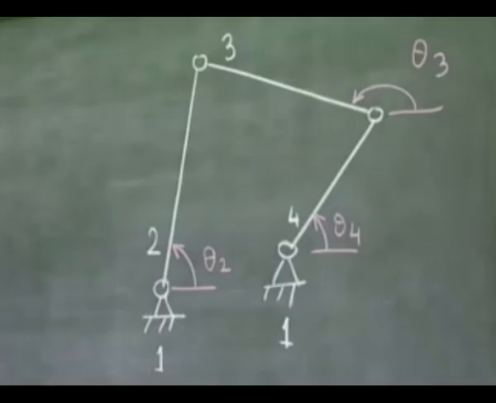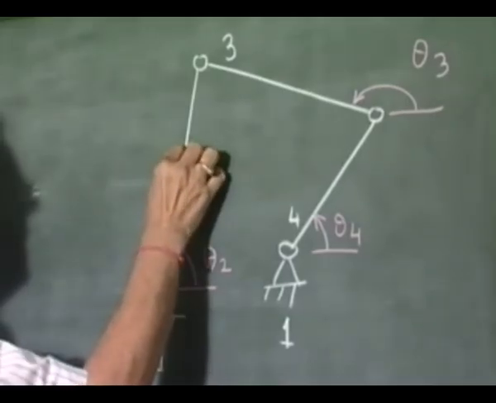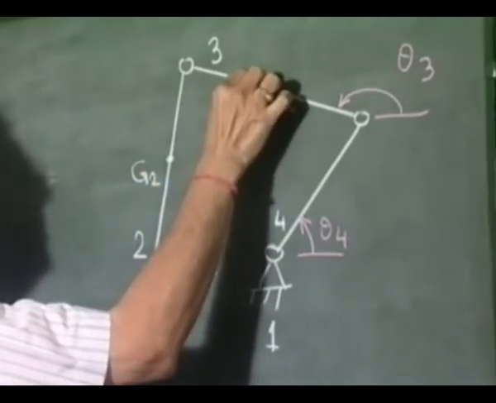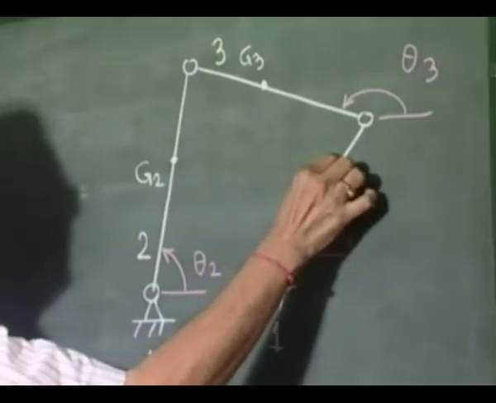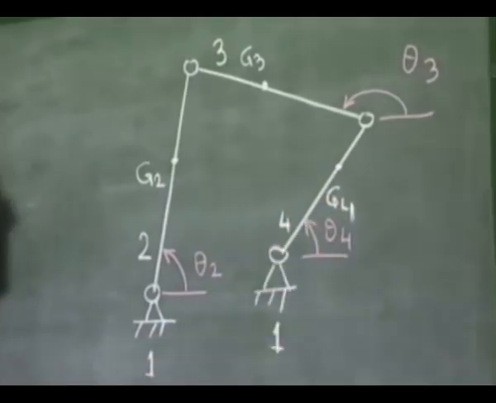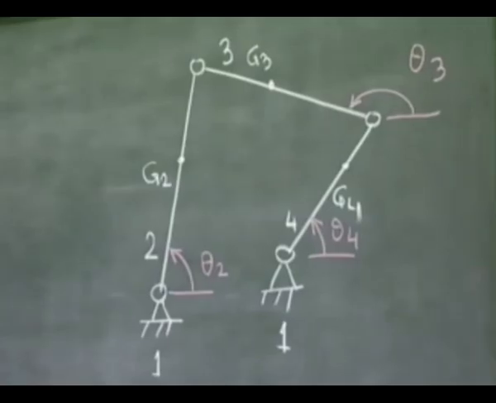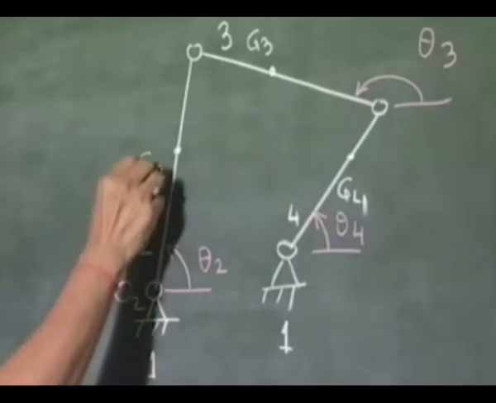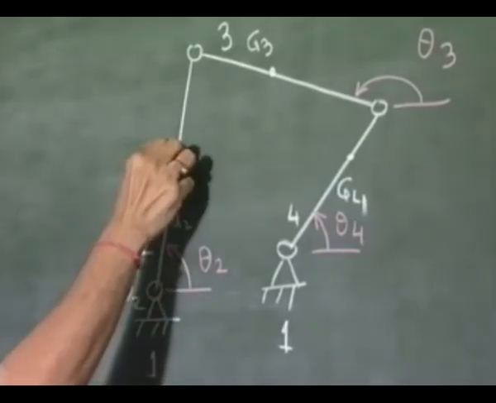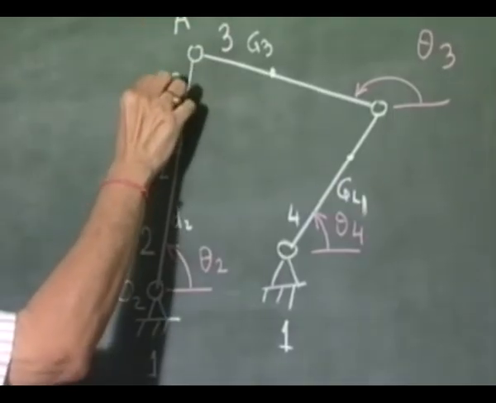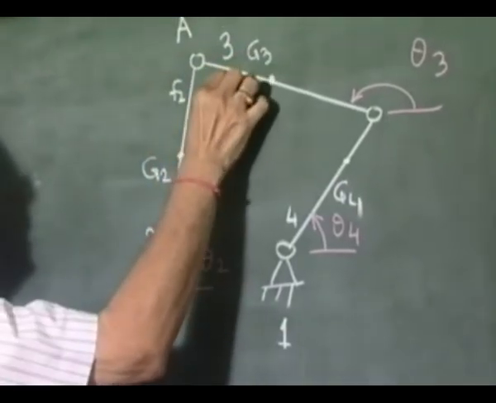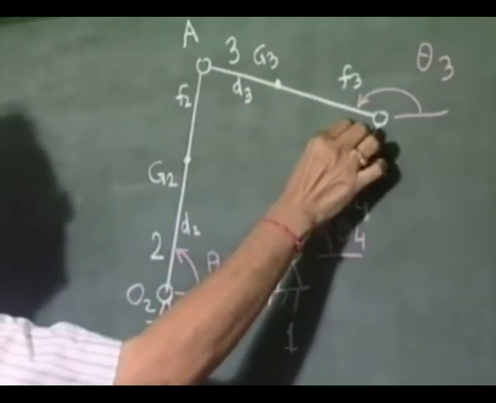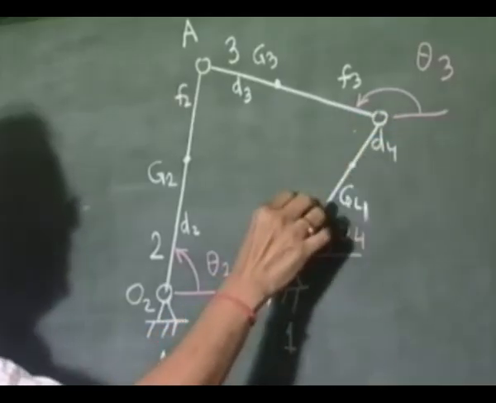The lengths of the links are known. The locations of their respective centers of mass are, say, G2, G3, and G4. We also give the dimensions of this part from O2 to G2 as, say, D2, G2 to A as F2, A to G3 as D3, and this part F3, this is D4, this is F4.